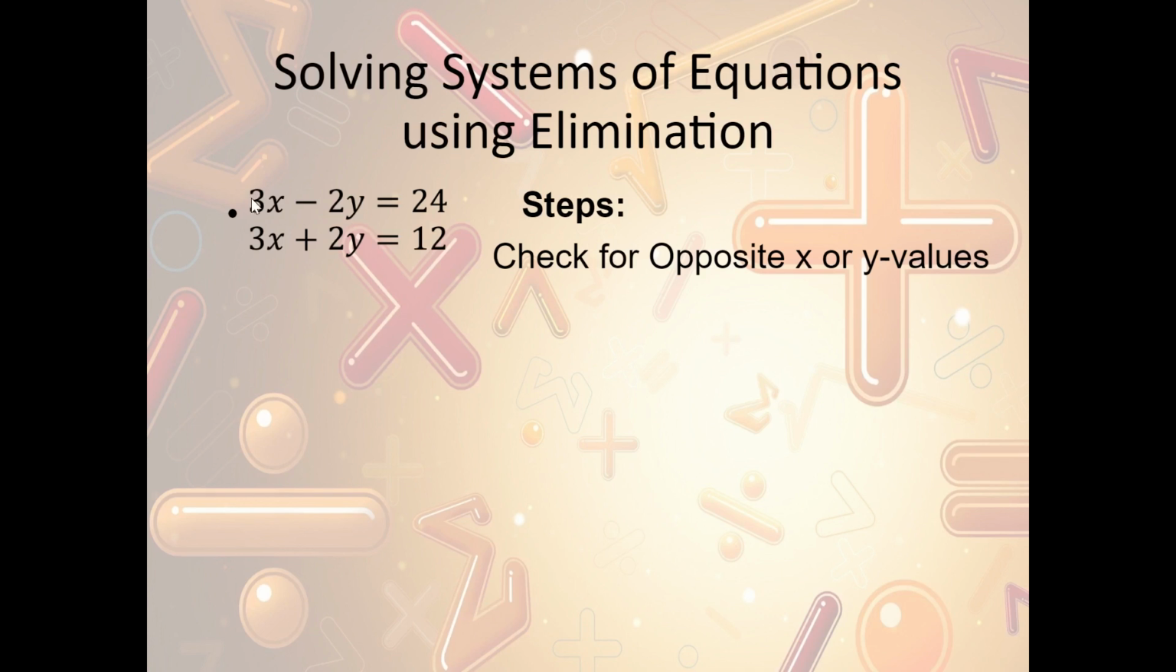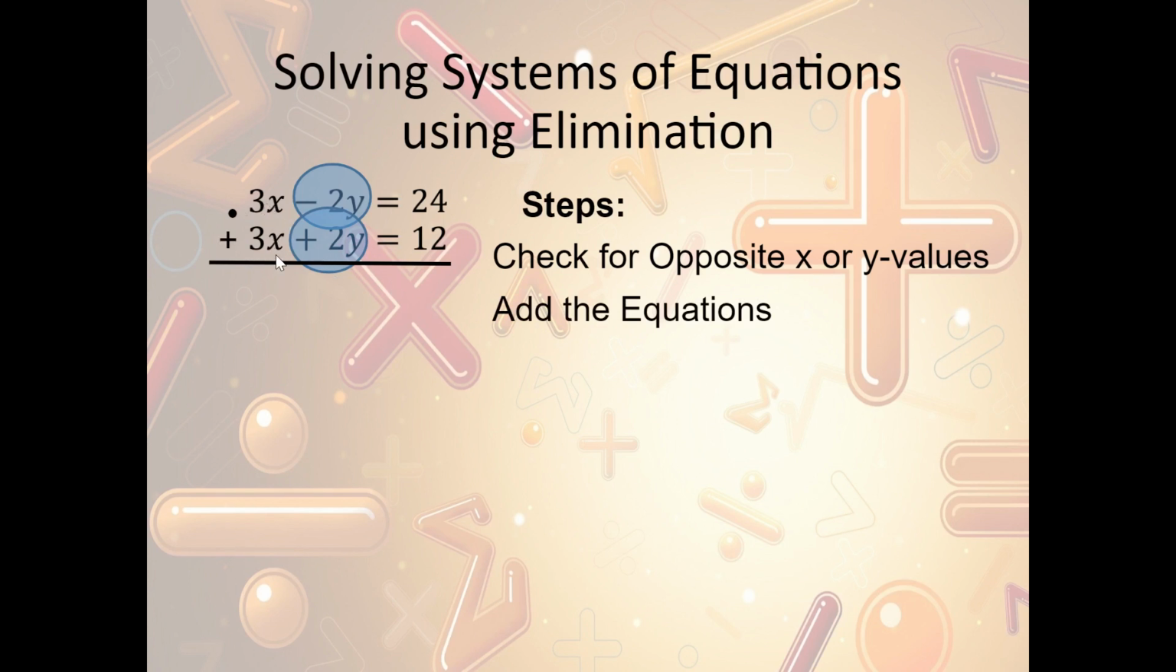So for instance, we have a +3 and a +3. Those are not opposites. We have a -2 and a +2. Those are opposites. So these two represent opposites. If we have opposite x or y values, we're going to go ahead and add the equations together. So we're going to add the entire equation. So we'll add these up.